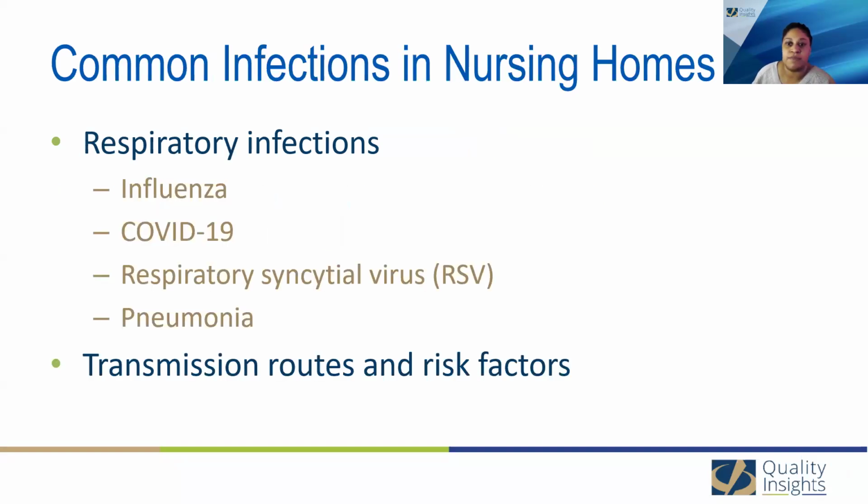So today we'll discuss some of the most common infections. Respiratory illnesses are among the most common and serious infections in nursing homes due to their high transmissibility and potential for severe outcomes, especially among residents that have underlying health conditions. Some common infections include influenza, COVID-19, RSV, and pneumonia. These infections spread through droplets and aerosols, and also through contact with contaminated surfaces.